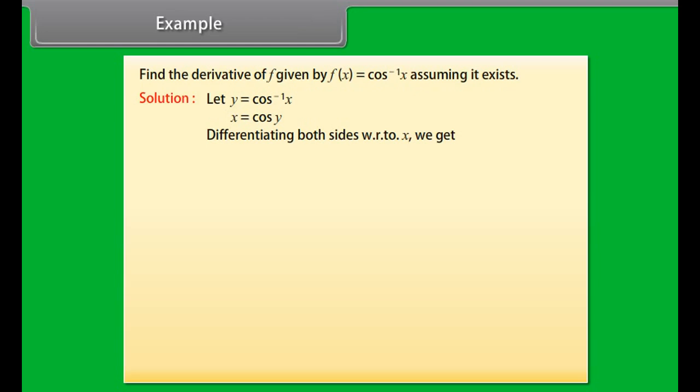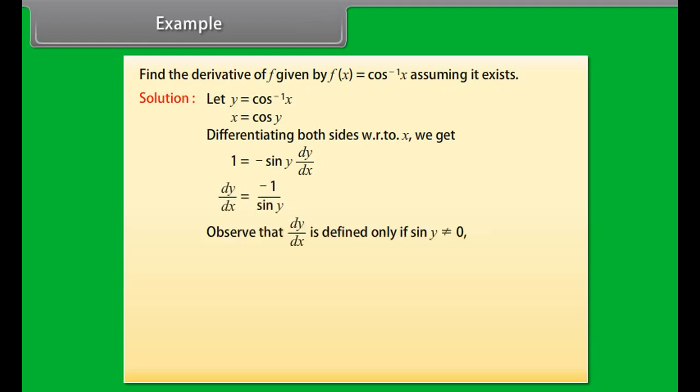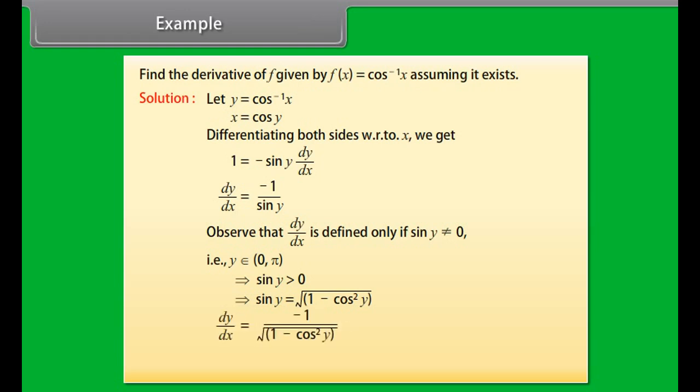Differentiating both sides with respect to x, we get 1 is equal to minus sin y into dy by dx. dy by dx is equal to minus 1 by sin y. Observe that dy by dx is defined only if sin y not equal to 0, that is, y belongs to 0, pi. It implies sin y greater than 0. It implies sin y is equal to square root of 1 minus cos square y. dy by dx is equal to minus 1 by square root 1 minus cos square y, which is equal to minus 1 by square root 1 minus x square.